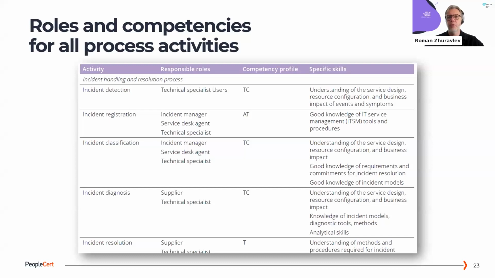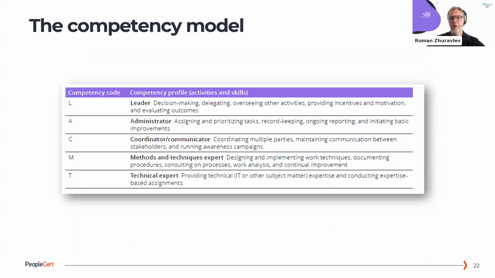What do I need to be able to do? I need to have good knowledge of IT service management tools and procedures. That's more or less all. But for classification of incidents, apart from this, I need to understand service design, resource configuration, business impact. I need to have good knowledge of requirements and commitments of incident resolution to categorize, classify incidents correctly. I need to have good knowledge of incident models to route the incidents correctly. So I need some subject matter knowledge and good coordination and communication skills, which is reflected in the T&C competency profile based on these 5, let's say, high-level competencies.